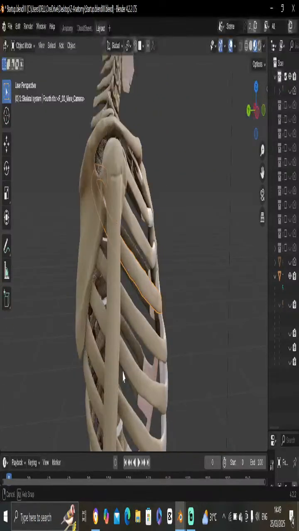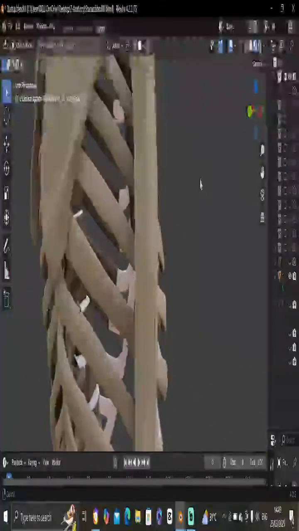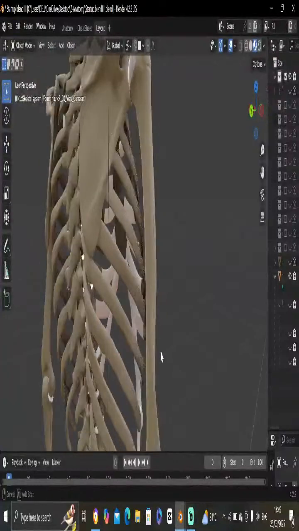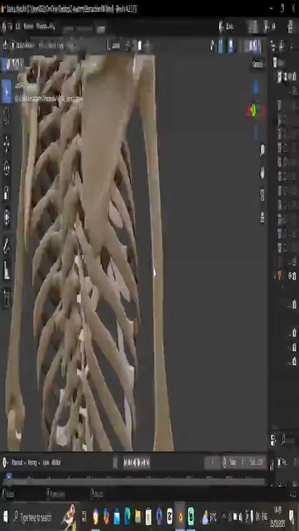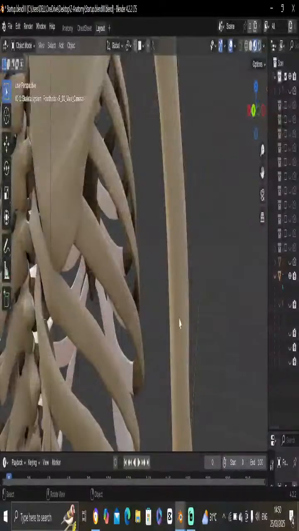Then on the posterior aspect, there's a groove called the radial groove. It might not be very prominent in this bony structure, but we can see this groove here. It is known as the radial groove. So what passes through the radial groove is the radial nerve and the deep branch of the brachial artery, also called the profunda brachii artery.